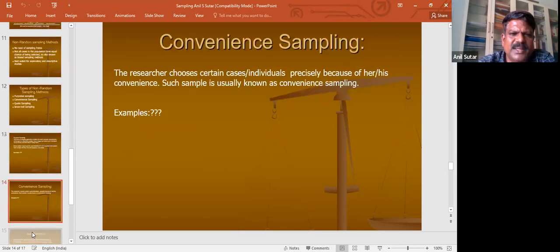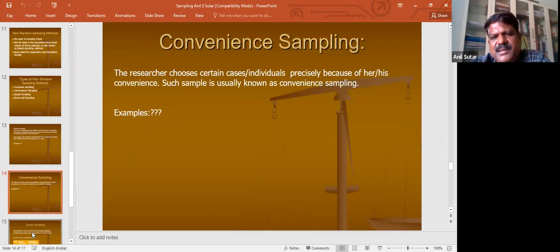Then convenience sampling. This is quite interesting and a quite commonly used method, convenience sampling. Even if I asked you, why you want to study management teachers in Mumbai? Whether management teachers in Mumbai are very distinct from management teachers in Delhi and Bengaluru? Is there any distinctness, uniqueness?